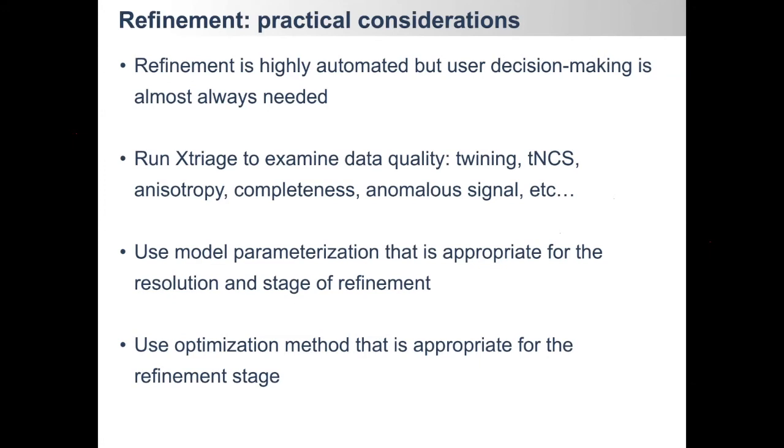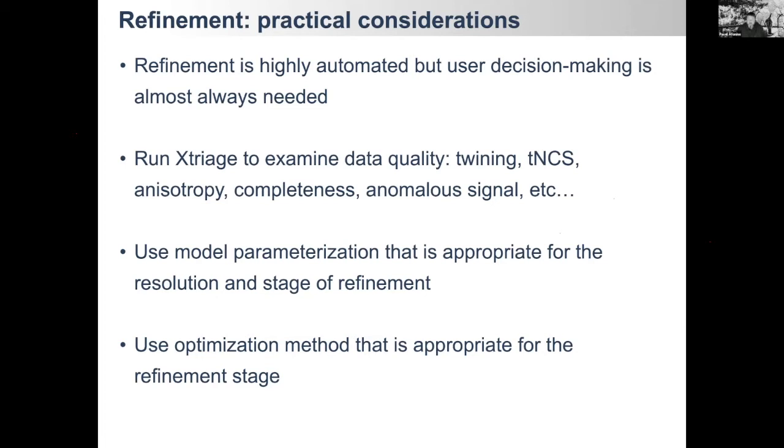So if you refine your structure at 1 angstrom resolution, but you are far away from having your final structure, you probably don't want to use anisotropic B factors. But towards the end, you definitely want to. Things like this, right? So use an optimization method appropriate for the refinement stage.